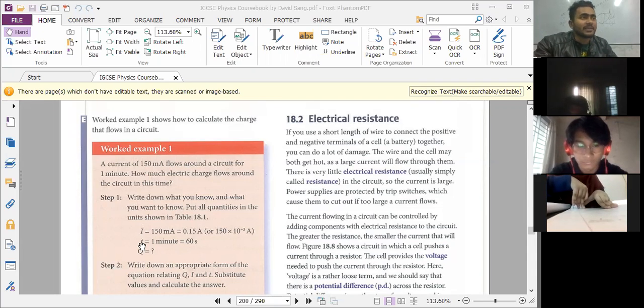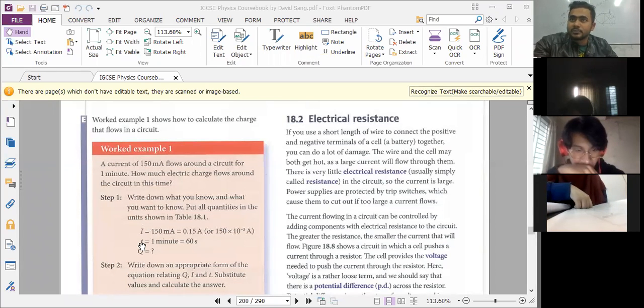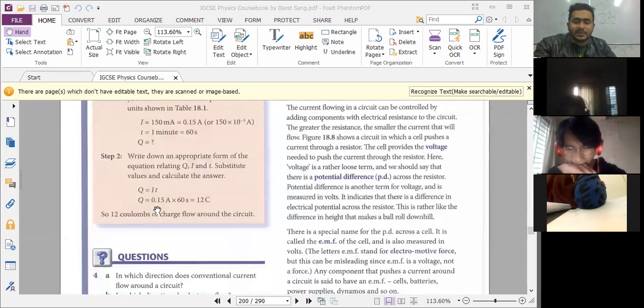150 milliamps কে আমাদেরকে সবার আগে amps এ কনভার্ট করে নিতে হবে. Divided by 1000 will give you the amps, which is 0.15. So 0.15 amps is the current, and time has to be in seconds, not in minutes. 1 minute has to be 60 seconds. You just multiply directly, you get the answer 12 coulomb.